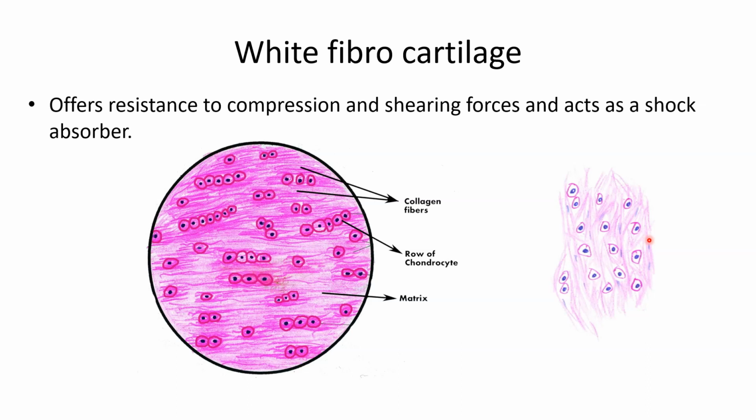So there is absence of perichondrium in the white fibrocartilage, but it is present in both hyaline cartilage and elastic cartilage. The white fibrocartilage offers resistance to compression and shearing forces, and it acts as a shock absorber.